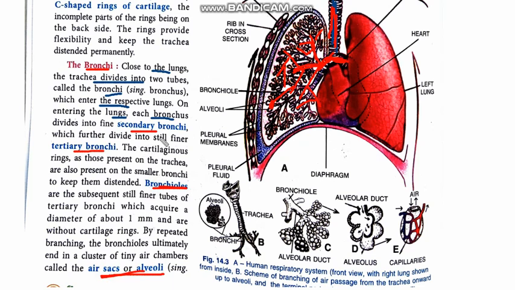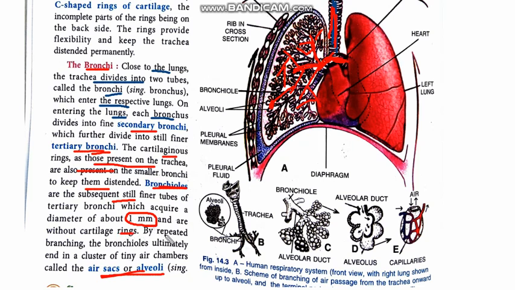Now secondary bronchi further divide into still finer tubes, the very small tertiary bronchi. The cartilaginous rings, as those present on the trachea, are also present on the smaller bronchi to keep them distended. But bronchioles are subsequent still finer tubes of tertiary bronchi, and the diameter of bronchioles is only 1 millimeter. Okay, and they are without the cartilage rings.